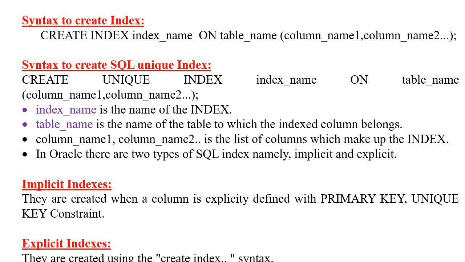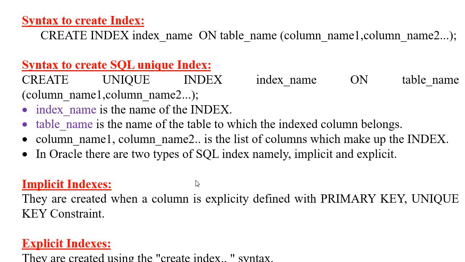The syntax for creating an index is create index index_name on table_name within brackets column name 1, column name 2, like that we can have n number of columns. In the above syntax, index name is the name of the index, table name is the name of the table to which the index columns belong. Then column 1, column 2 is the list of columns which make up the index.